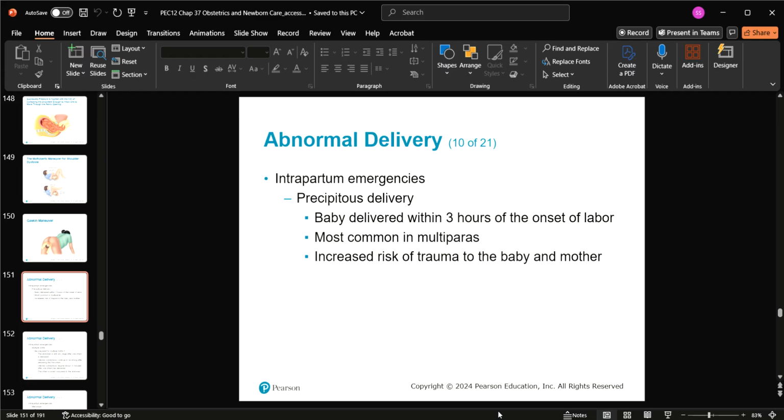Precipitous deliveries: baby delivered within 3 hours of the onset of labor. These are fast deliveries. This is most common in multiparas, that is, they have been pregnant multiple times, and they've given birth multiple times.